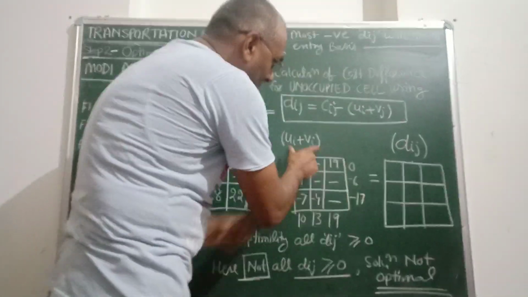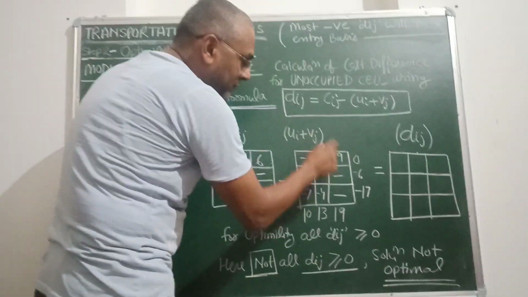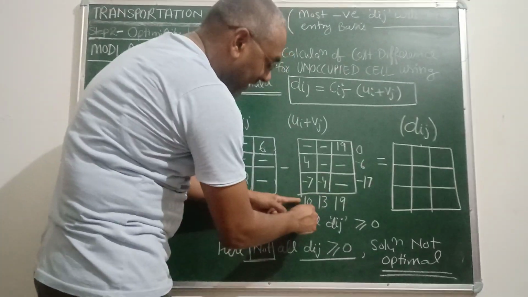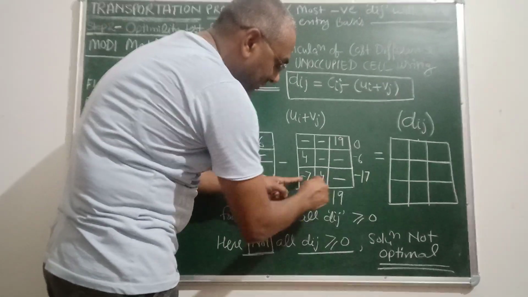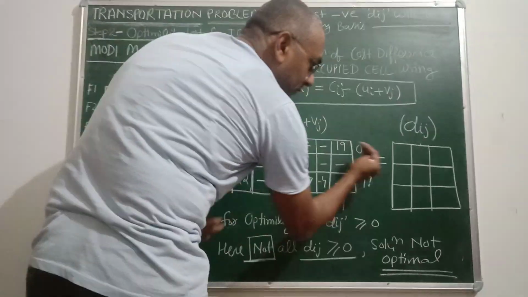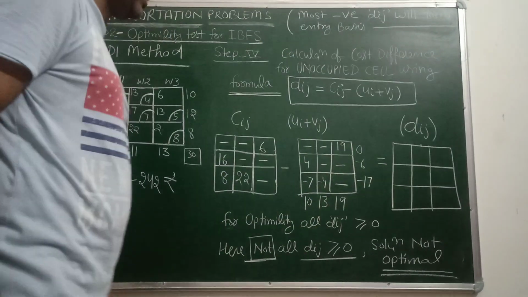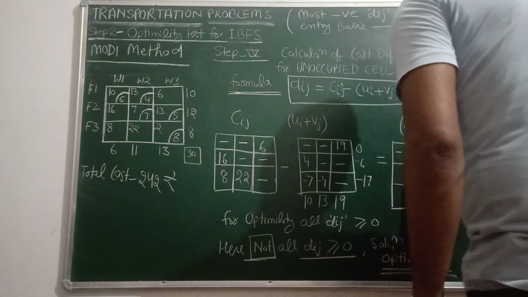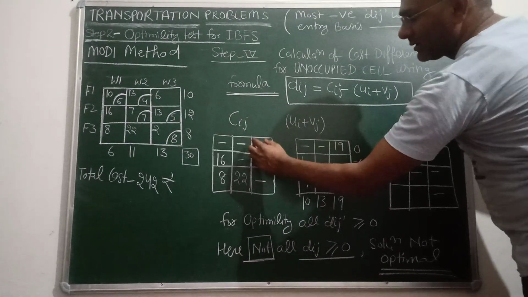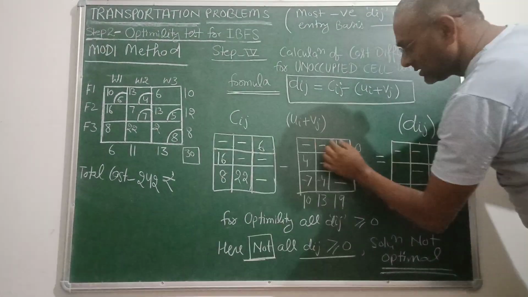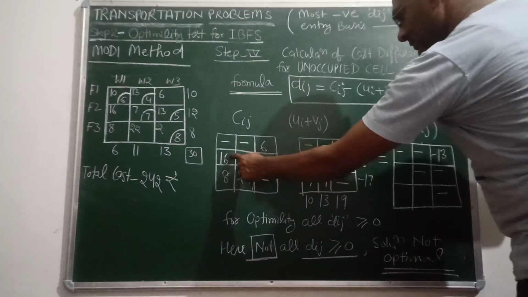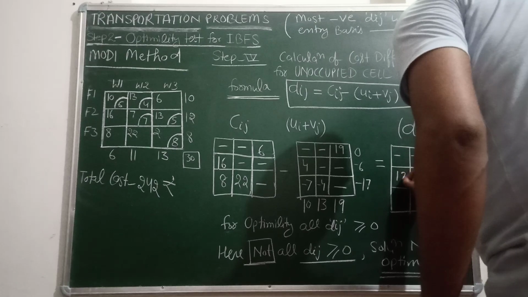So by adding the values of ui plus vj, we can find the values for the unoccupied cells: 19 plus 0 is 19, minus 6 plus 10 is 4, 10 minus 17 is minus 7, and 13 minus 17 is minus 4. Now we will find the difference of these two values and find the value of dij. Again I am marking dash for occupied cells. Now you have to subtract these values from these values. 6 minus 19 comes out to be minus 13. Again 16 minus 4 comes out to be 12.